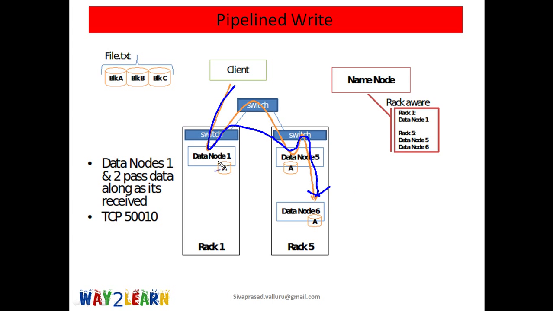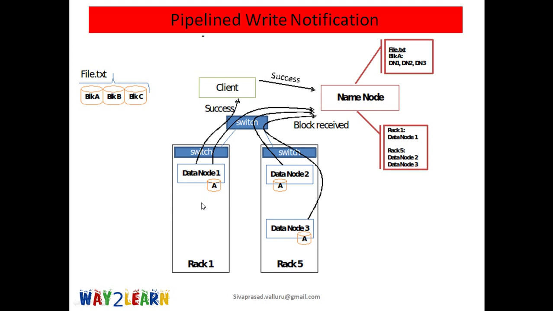And how do data nodes communicate with each other? Through which port? 50010. Okay. So in my earlier presentation also, if you remember, I told you how to configure this TCP port. By default, if you don't configure any TCP port, the data nodes will communicate on TCP port 50010. Okay, now the writes have been done. Once writes have been done, the acknowledgements will go to the NameNode asynchronously.